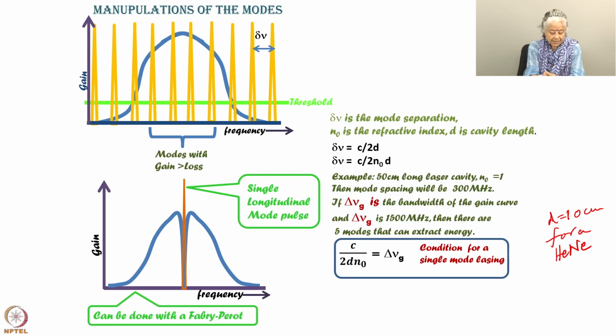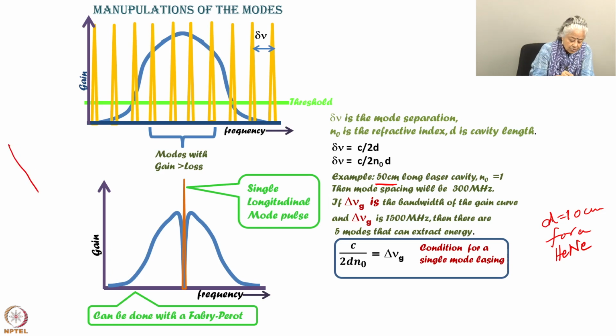So, what we have basically done here is, we wanted to eliminate all these modes. So, we did that by reducing the length of the cavity. Here we had started off with say 50 centimeters and we had got 5 modes, but now we only want one mode, and the cavity length turns out to be 10 centimeters. So, what have I done here?